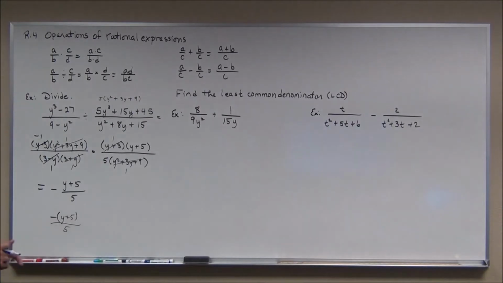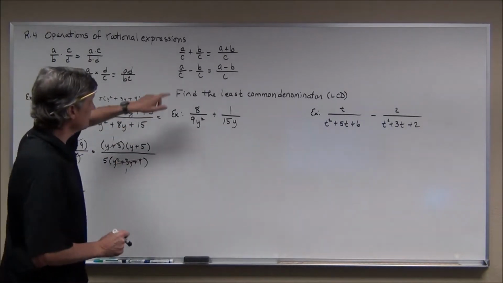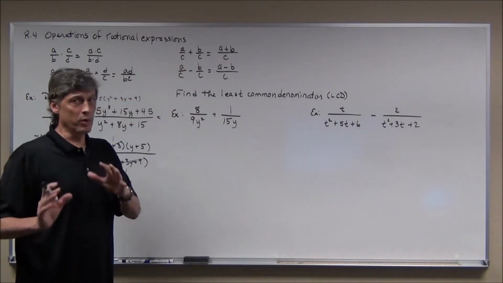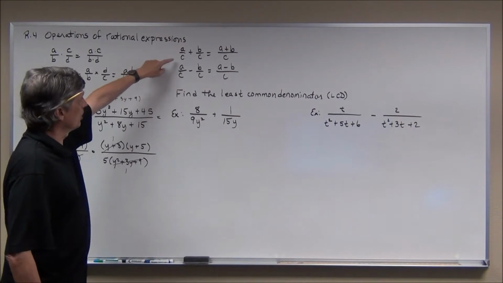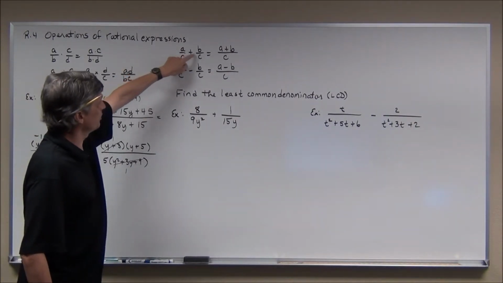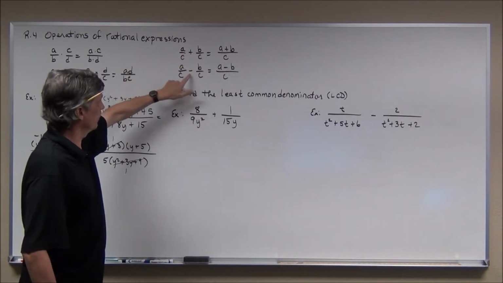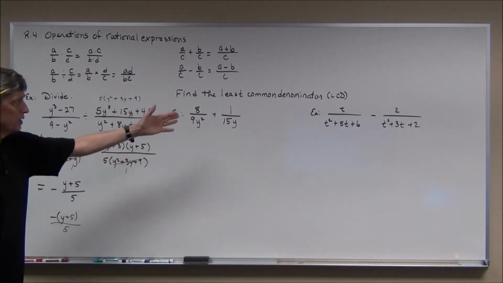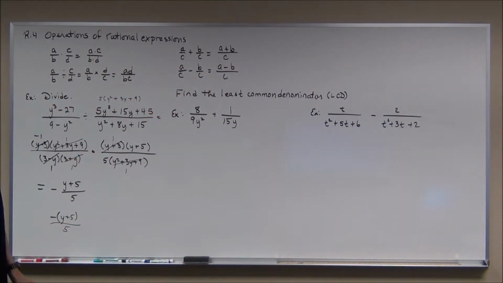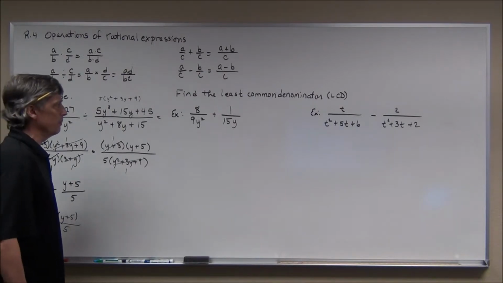Now when we add and subtract fractions, remember we must have common denominators. Common denominators, the only way you can add fractions, the only way you can add rational expressions. So if we have common denominators, we add the numerators, keep the same denominator. If we subtract, we subtract the numerators, keep the same denominator. You can see in both of the examples that I have here, neither has common denominators.